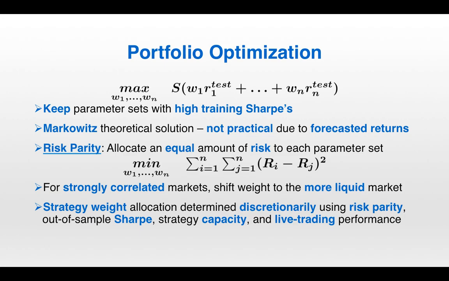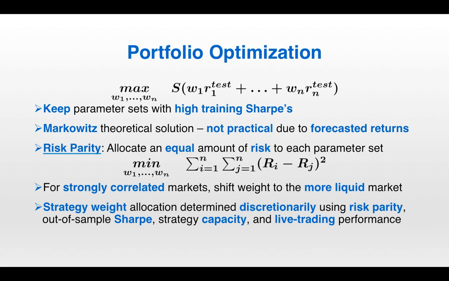Now, there is a theoretical solution to this optimization problem from Nobel Prize winner Harry Markowitz. Unfortunately, it's not practical because it relies upon an accurate forecast of expected returns, and returns are almost impossible to accurately forecast. So instead, we adopt a risk parity approach. This is where we allocate an equal amount of risk to each parameter set.